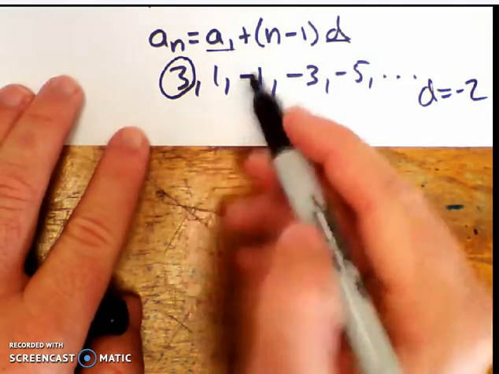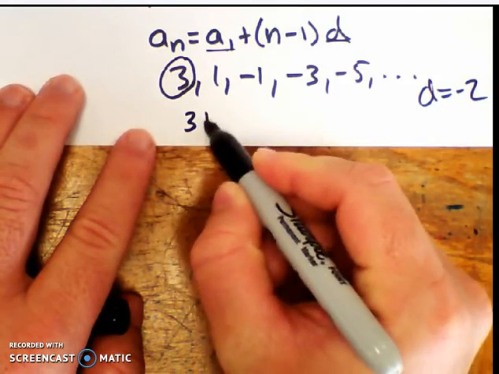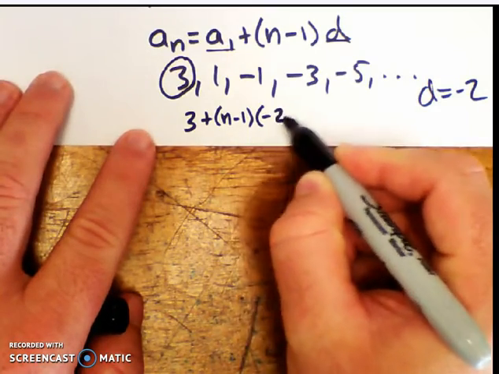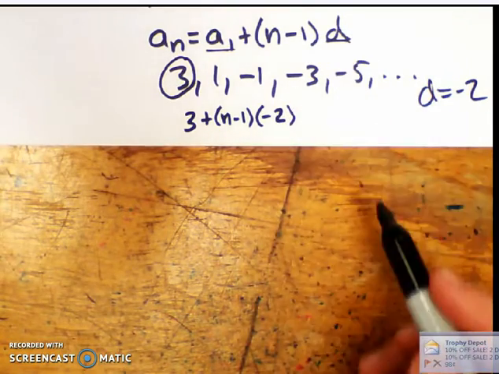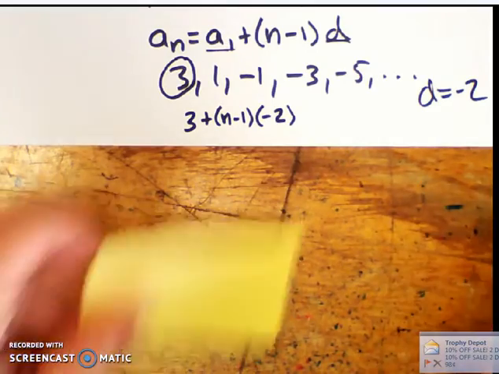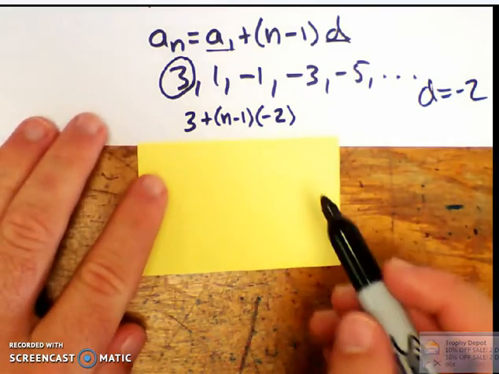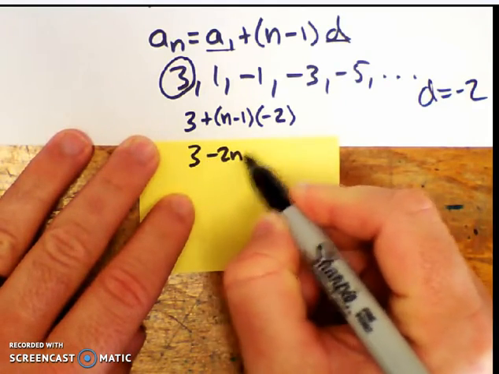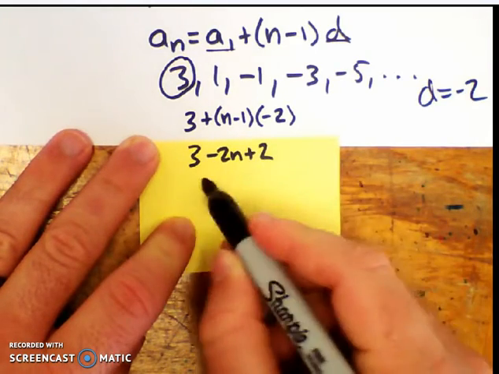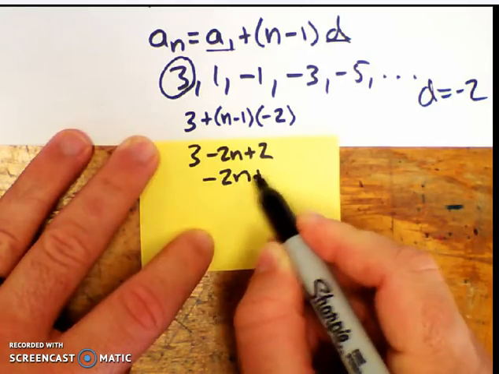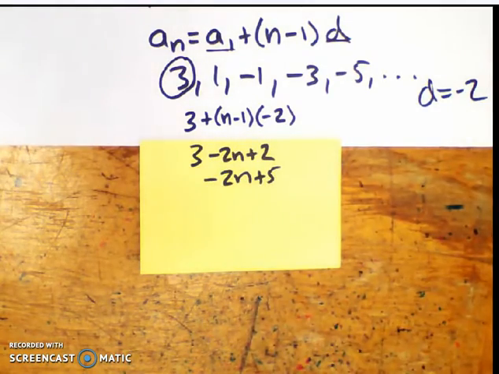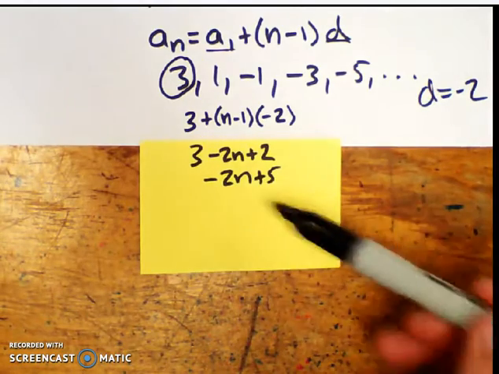So it's a sub 1, which is 3, plus n minus 1 times the difference of negative 2. I'm just using this formula. So to finish that out, distribute the negative 2 to the n and the negative 1, and then combine your like terms. That is your rule. And from that, I could ask you potentially, what's the 20th term? What's the 50th term? You just plug those numbers into n.